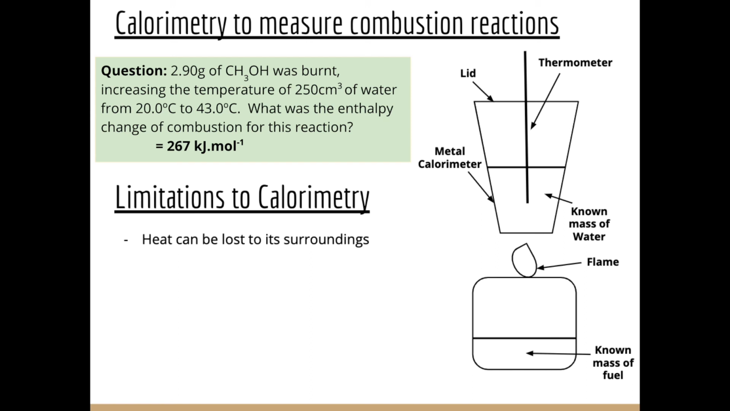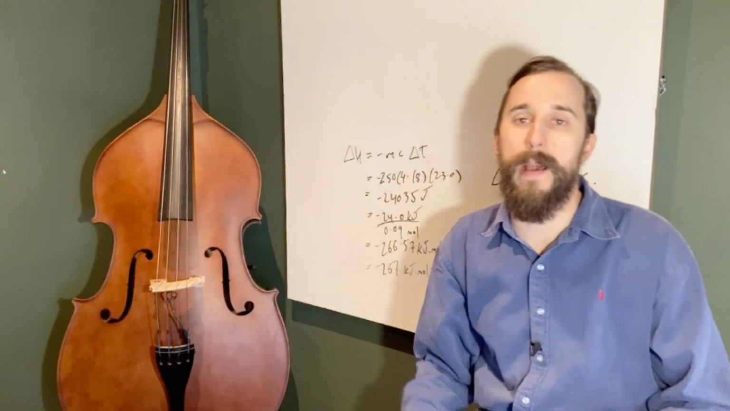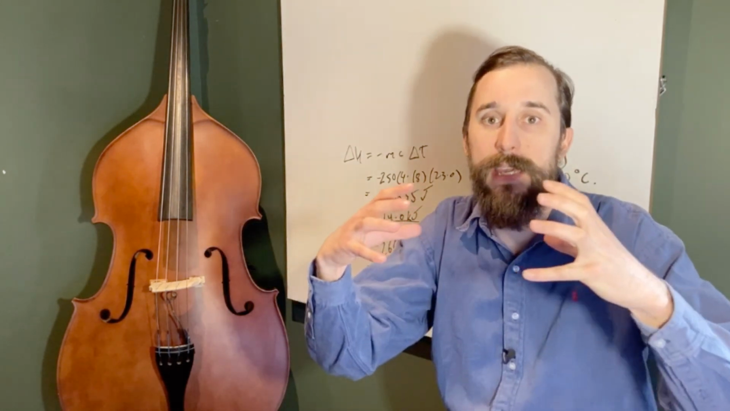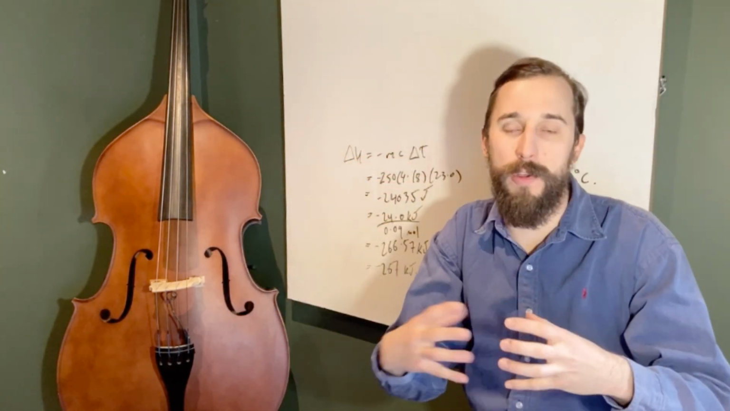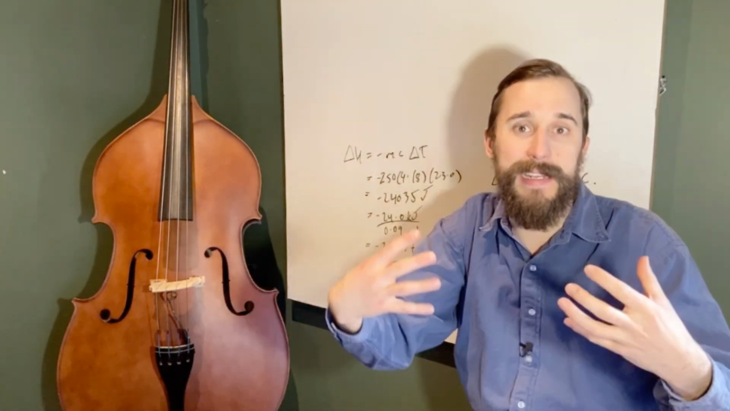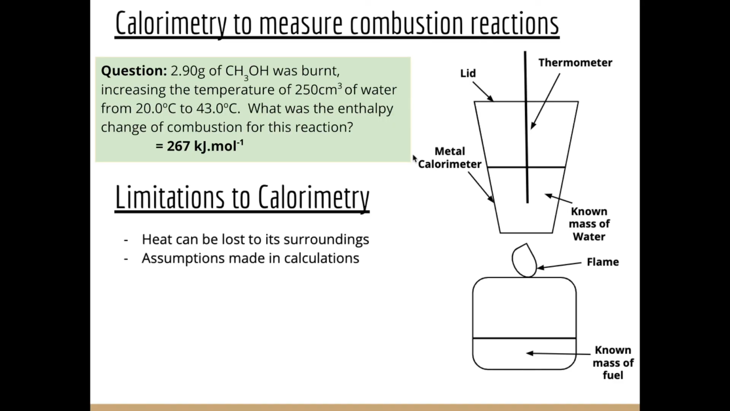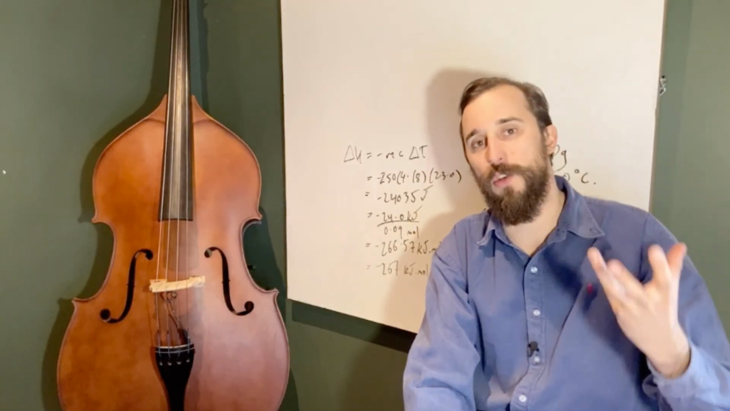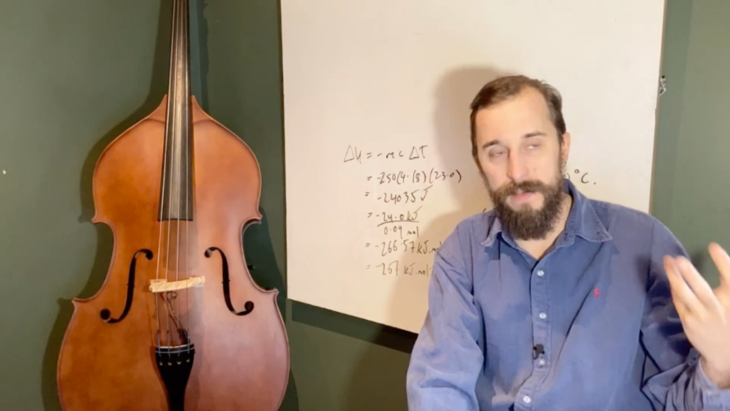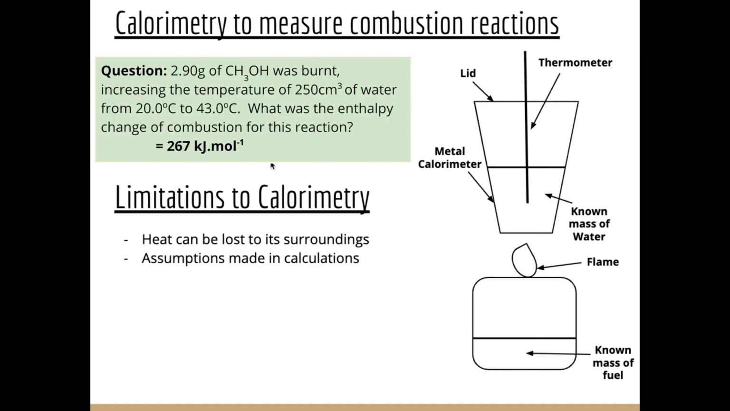All right, let's finish up today by discussing some limitations to calorimetry. Firstly, heat can be lost to the surroundings. We can have heat lost to the calorimeter itself. We can have heat that is lost as we are mixing, as we're putting the reactants together. We've got to quickly put the lid on, but we could have some heat that is lost before we even manage to do that. We can have assumptions that were made in the calculations. We're assuming that 1 centimeter cubed of solution weighs 1 gram. We're assuming the specific heat capacity of water.